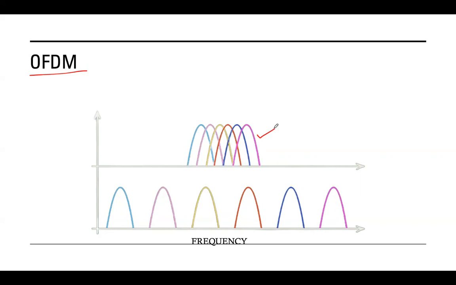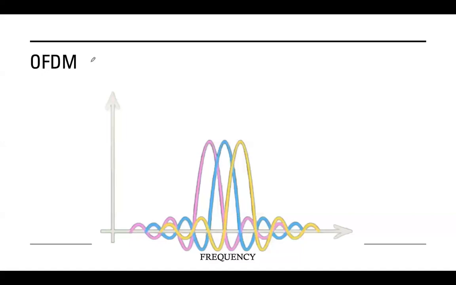So, if there are no guard bands and the signals are overlapping with each other, how are we going to avoid interference? Here, in OFDM, we use the principle of orthogonality. That is, every signal is independent of the other. Let me explain with an example.